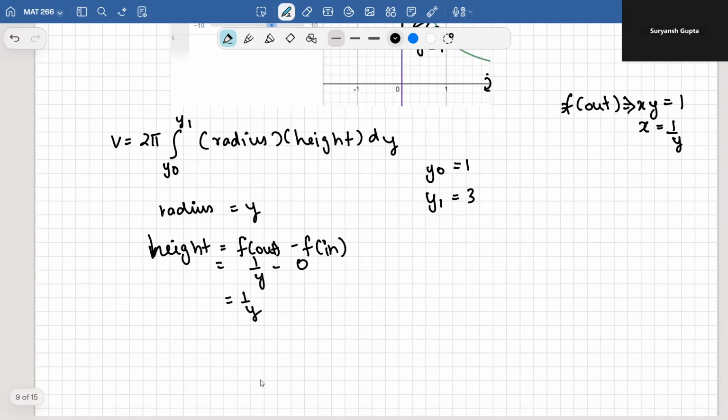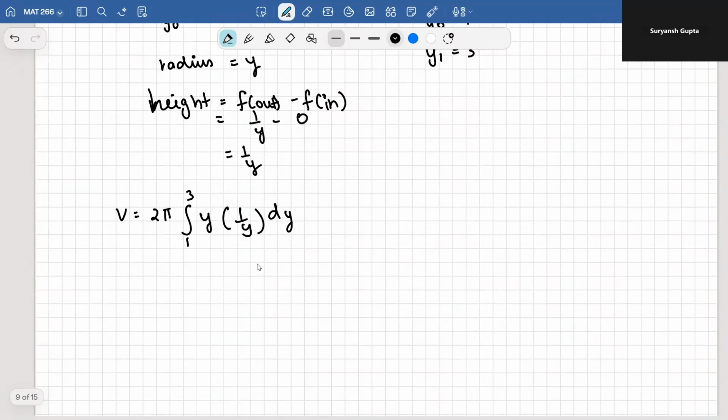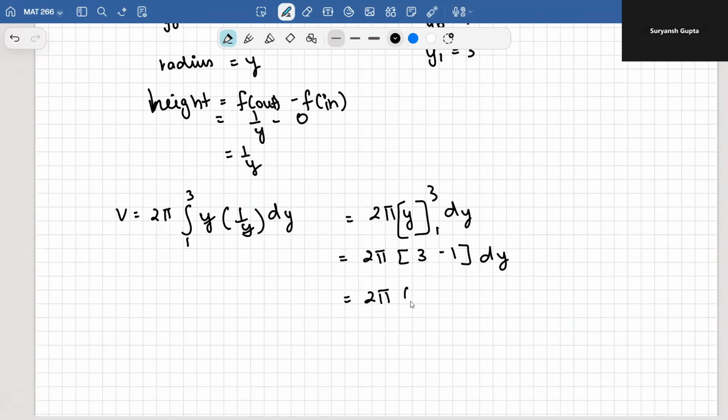Now I have all the necessary things to feed into my formula. I can then rewrite my formula as V is equal to 2 pi, y naught is 1, and my y1 is 3, my radius is y, height is 1 over y times dy. And to solve this, y and y gets cancelled. So I have 2 pi y with the bounds 1 to 3 dy, which is equal to 2 pi times 3 minus 1, which is equal to 2 pi times 2, which is equal to 4 pi. And that's the final volume.